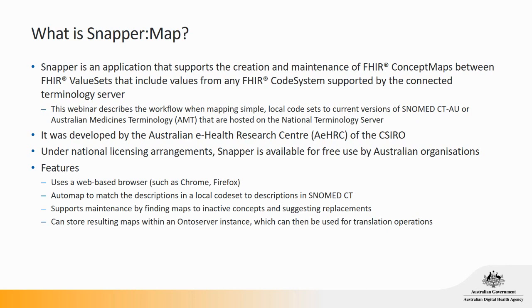The features of Snapper are that it uses a web-based browser such as Chrome or Firefox. It has an Automap function that matches descriptions in your local dataset to descriptions in SNOMED CT. It supports maintenance by finding maps to inactive concepts and suggesting replacements for you. And it can also store maps in a local Ontoserver instance, which can then be used for translation operations. I won't go through the last point today, so please contact us if you're interested in how this works.